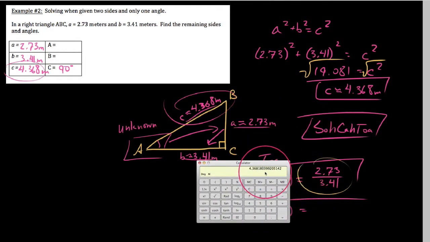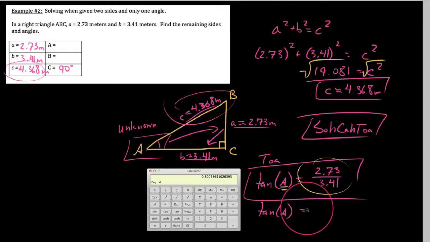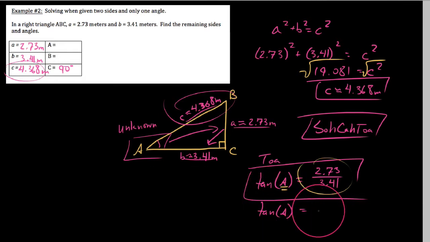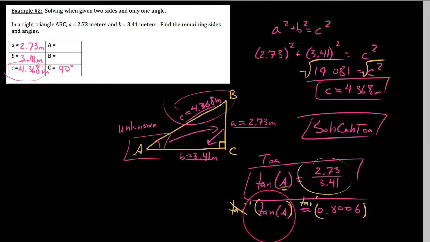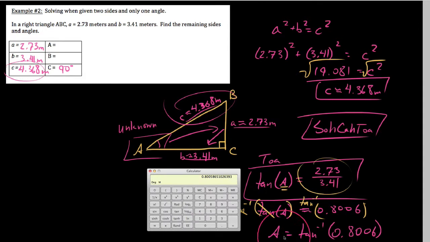We get a calculator: 2.73 divided by 3.41. We'd get about 0.8006 on the right side here. But we can undo this tangent, and the way we'll do this is the way we've done in the past. We'll use the tangent inverse key on our calculators. What you do to the left, you have to do to the right. These cancel out, and we're left with this: the angle A is equal to the tangent inverse of 0.8006-ish.